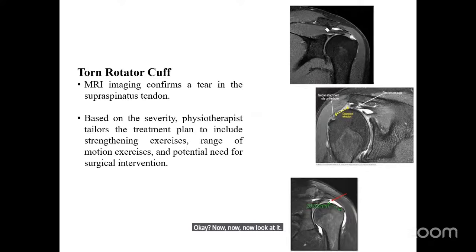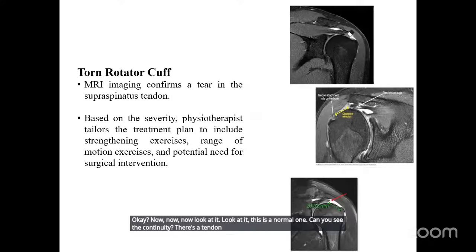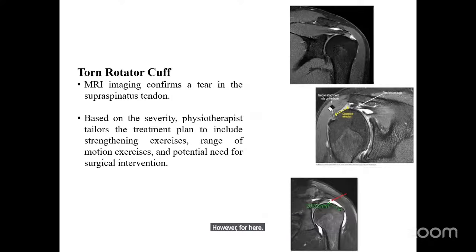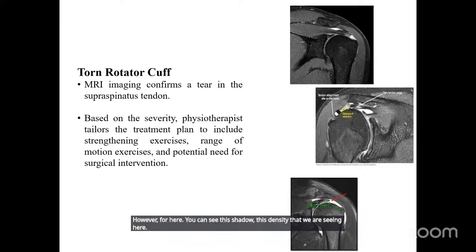Look at it. This is a normal one. Can you see the continuity? That's the tendon continuity into its point. However, here you can see this shadow, this density that we are seeing here. We don't see it continuous from its insertion point.